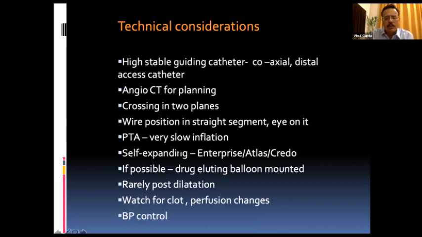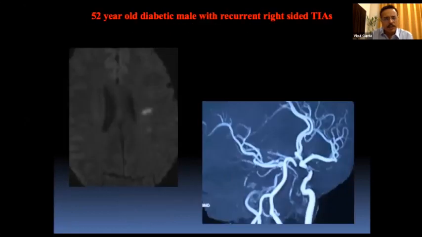In a lot of cases we do a self-expanding stent, whether in the past with Enterprise, Atlas, and now the Credo stent. If possible, sometimes we use drug-eluting balloon-mounted stents because they are much cheaper as well. We rarely do post-dilatation. We always watch for post-clot and perfusion changes. If there are perfusion changes, then BP control becomes very important in this patient to prevent hemorrhages.